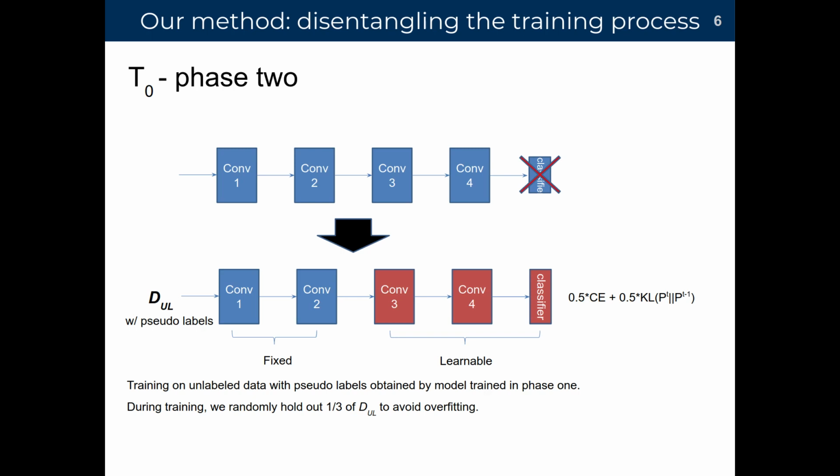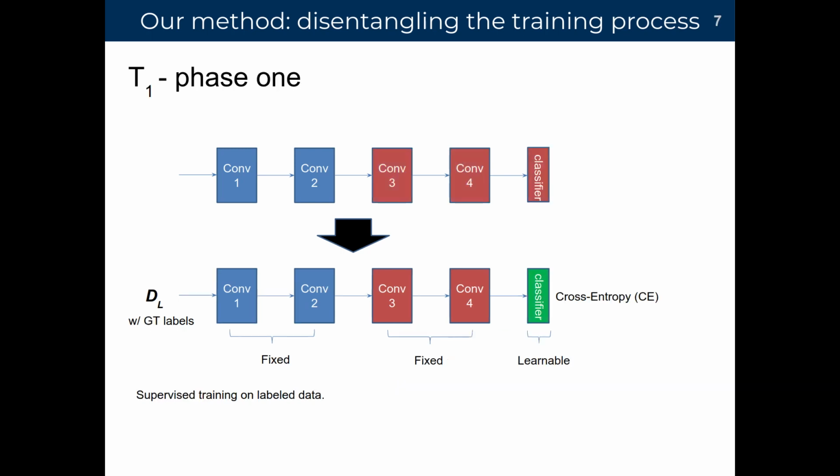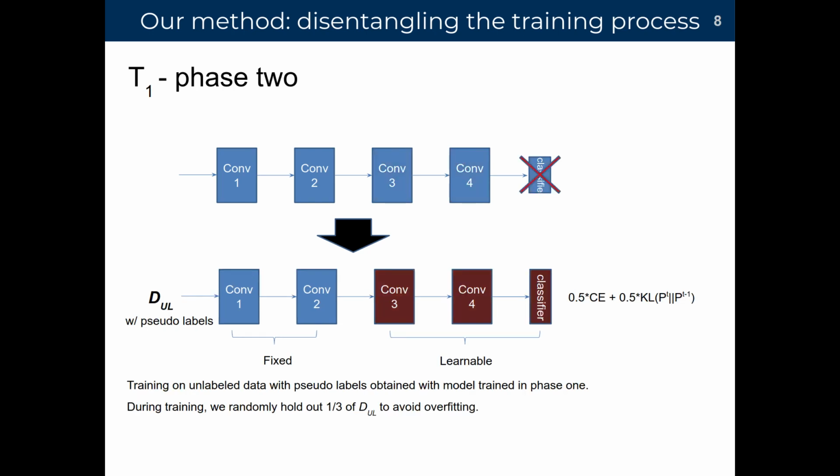Then we resume phase 1 by training on the labeled set again. But from then on we only train the final linear layer of the network in phase 1. And after this phase we proceed to phase 2 again and keep alternating until the end of training.